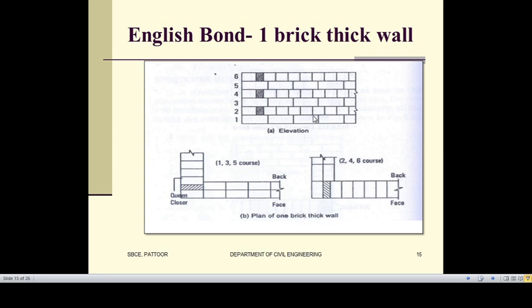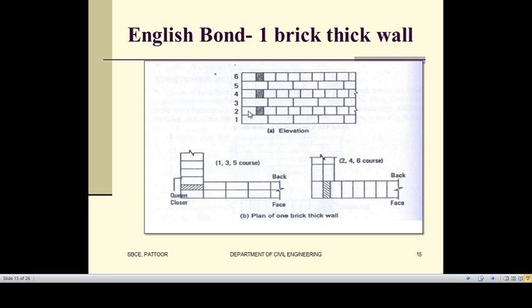So this is the elevation. You should learn to draw this elevation as well as the plan view. Since it is an English bond, alternate layers will consist of stretcher and header. So the first layer consists of stretchers. The plan view of the first course is shown in this one. So first we have placed a stretcher, then continuously stretchers.